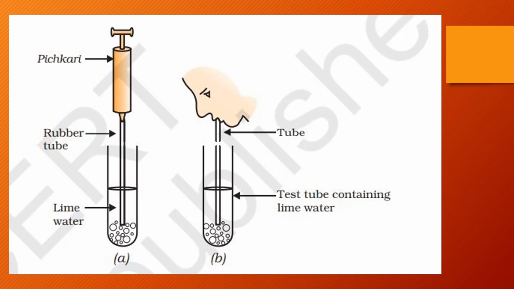In the first case, when I bubble air through the pitchkari into the lime water in test tube A, there is no reaction happening. There are just bubbles that have been formed in the test tube. While coming to the second one, whenever the man is breathing out air, the lime water turns milky white, turning into slaked lime, that's calcium hydroxide, Ca(OH)2.